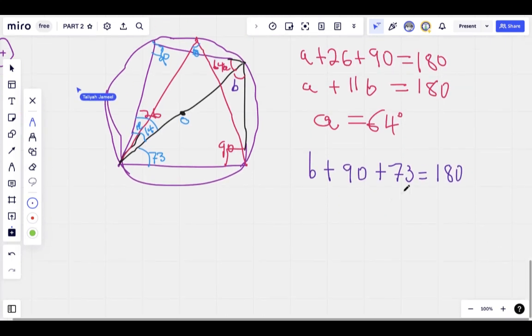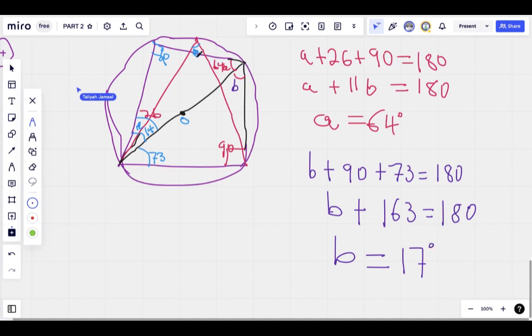If you add 90 and 73, you get 163, right? So B plus 163 will give us 180. If we subtract 163 from both sides, then we get B to be what? 70 degrees. We get B to be 70 degrees.